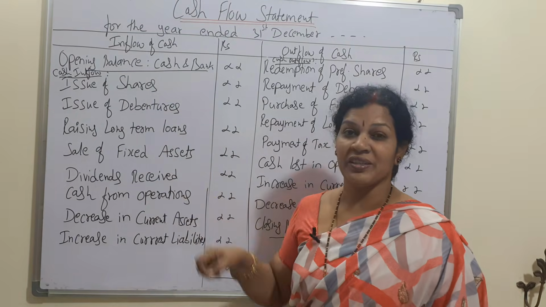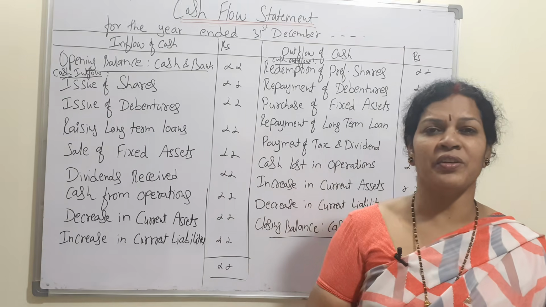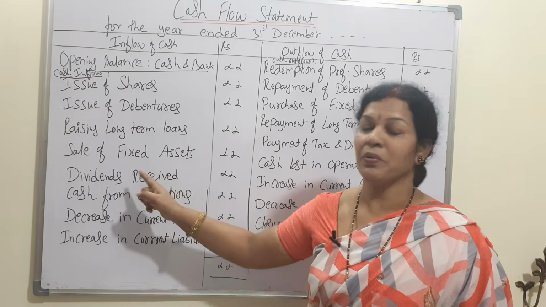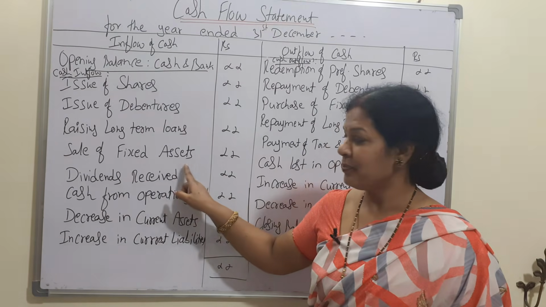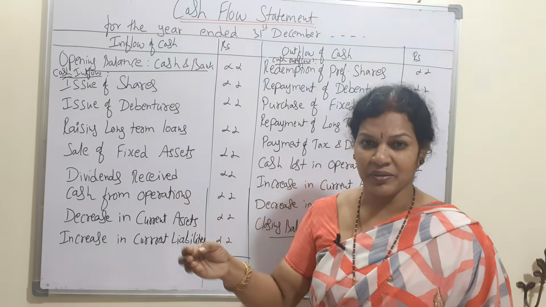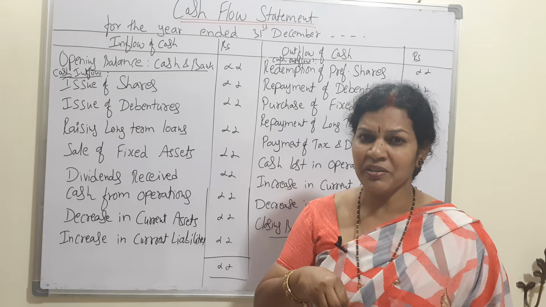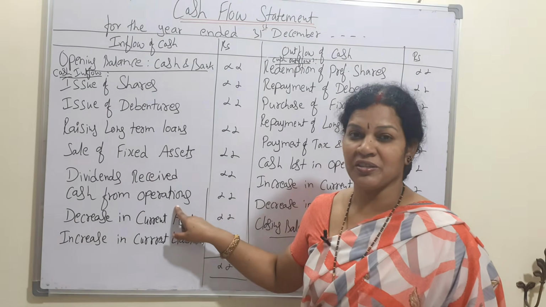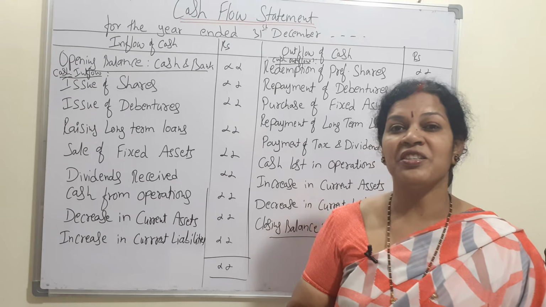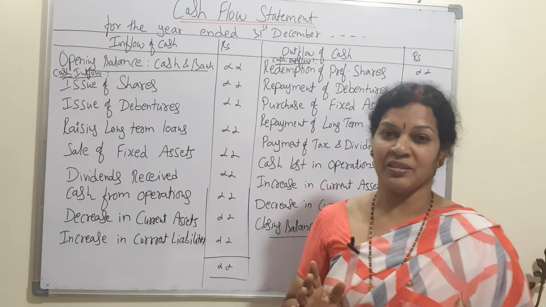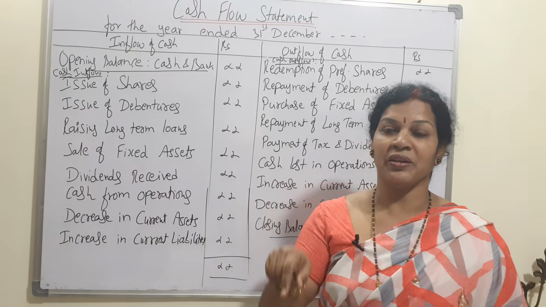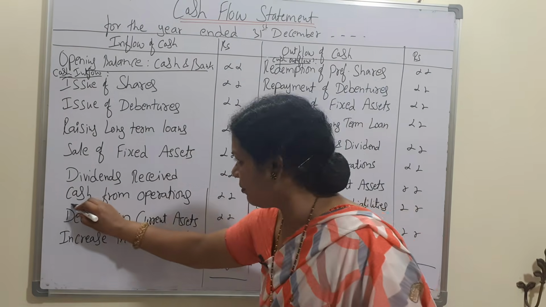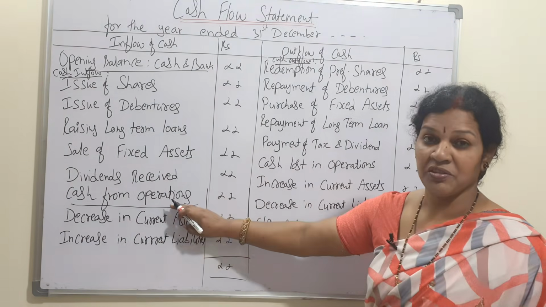Then sale of fixed assets. If we are selling any fixed asset, we get cash inside of the organization. So this is inflow. Dividends received. Receiving means cash receiving, cash inflow this is. Next, cash from operations. So this is from adjusted P&L account. In the previous class we have done adjusted profit and loss account. There we are going to get cash from operations. We'll write here cash from operations inflow.